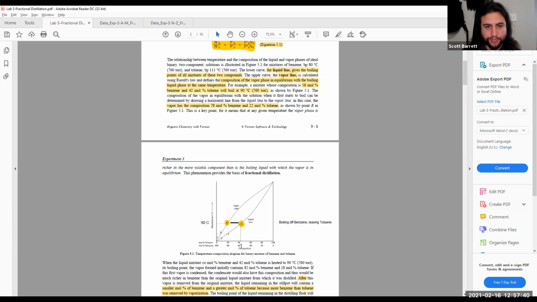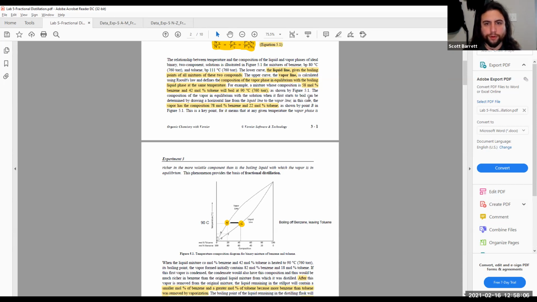And so what's happening here is that it comes up here, and this is at the liquid line. They're both liquids here at point A. And what happens is that if you boil it, then it comes over here to point B, the vapor phase. And this is all at 90 degrees Celsius, right? So it's boiling here at point A, and it comes over here to point B, and then it will go back into liquid phase once it distills off.